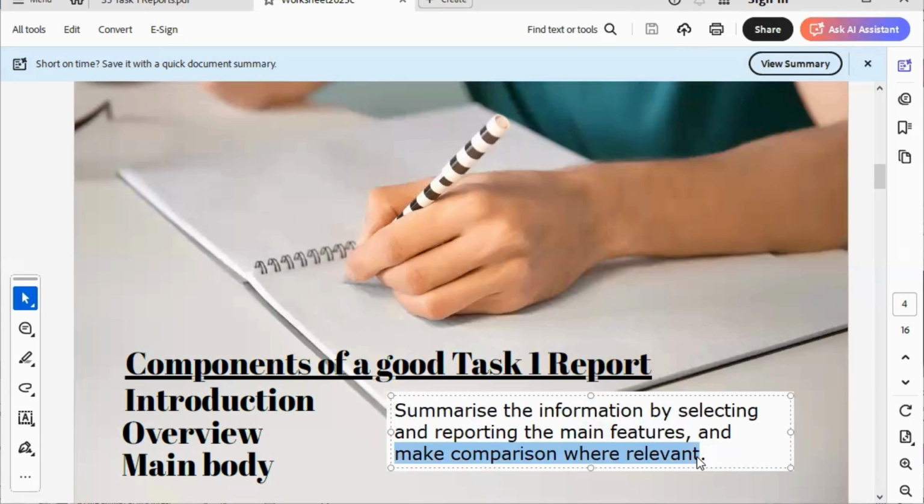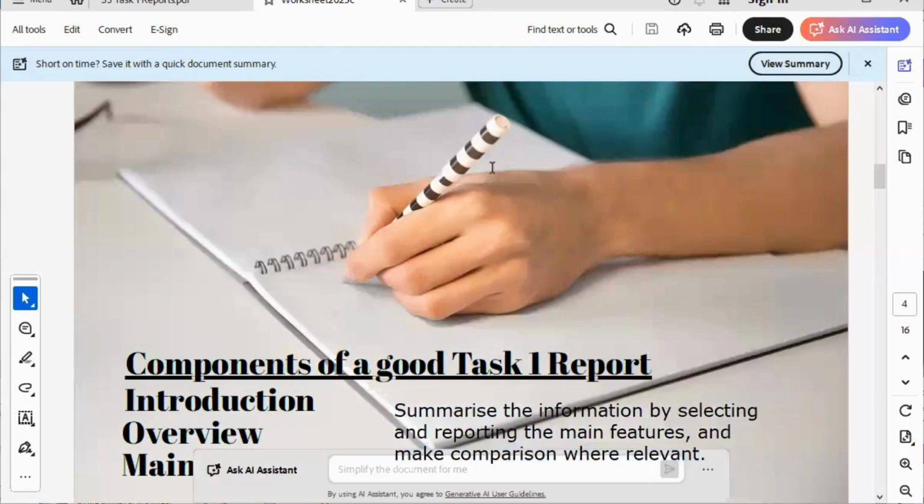So that's what you do in the main body, making comparison where relevant. Okay, so our report should have how many components, ladies and gentlemen? Our report should have 3 components. What are the 3 components? Introduction, overview, and the main body. Those are the 3 components that should show up.